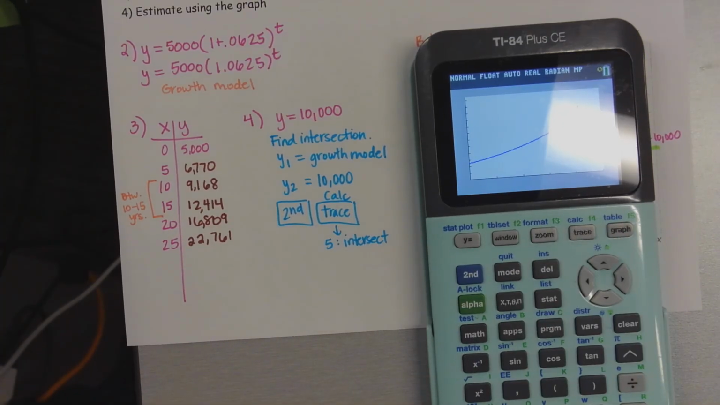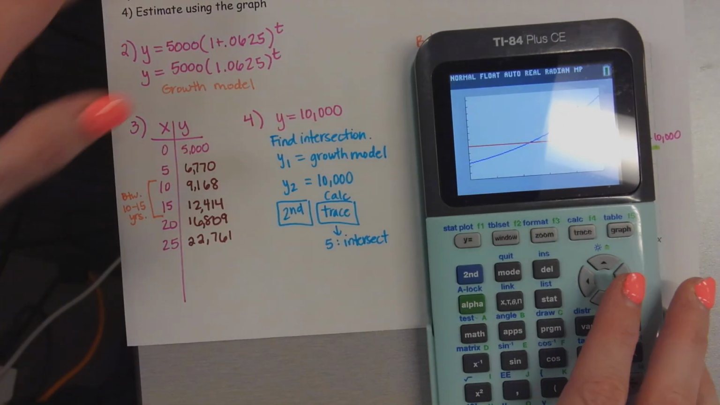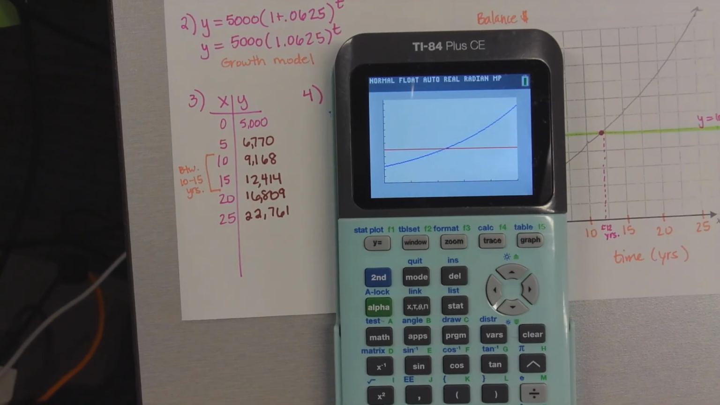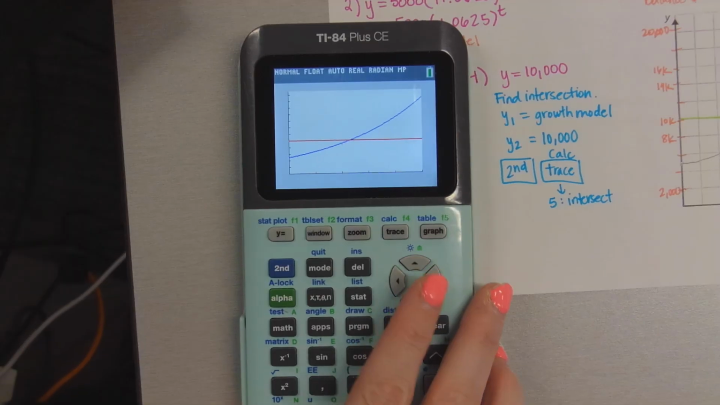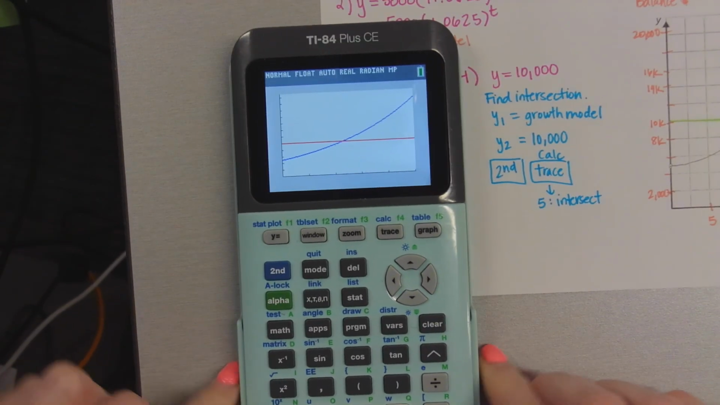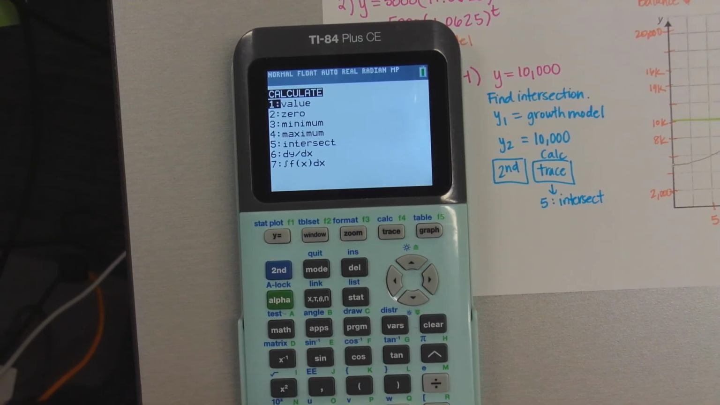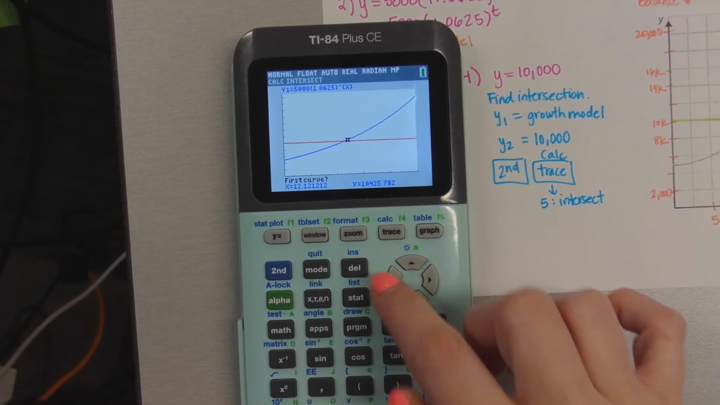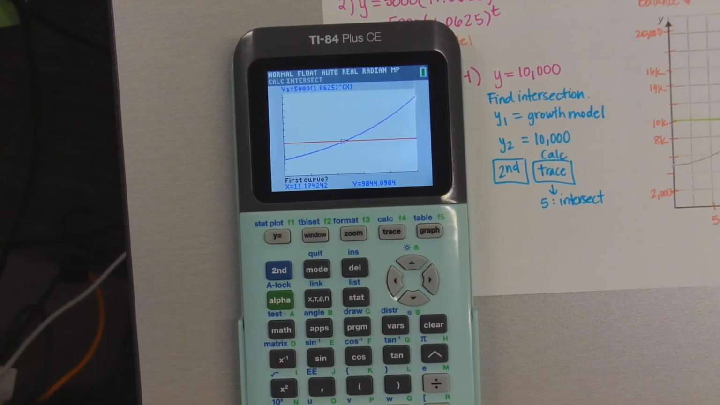And now when you graph, you should be able to see that intersection of lines. And then we're going to follow these directions, okay? So we're going to go to second, the trace button. You can just press 5 for the intersect. And you may remember you just want to get right on that curve. Okay, so enter, enter, what's your guess?